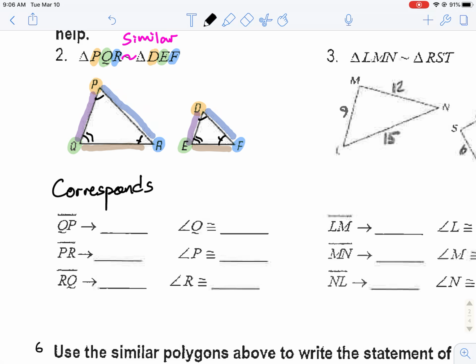And then we're trying to figure out congruent angles. So side QP corresponds to what? Well, QP is this one here, and it corresponds with this one here. So that corresponds with ED. And then I have side PR. That matches up with DF. And then RQ matches up with FE.